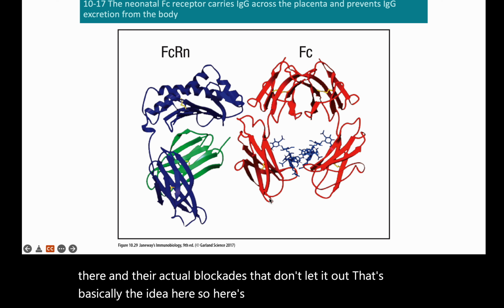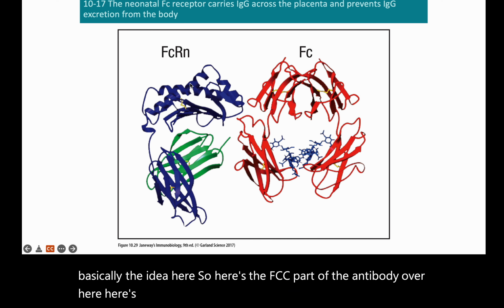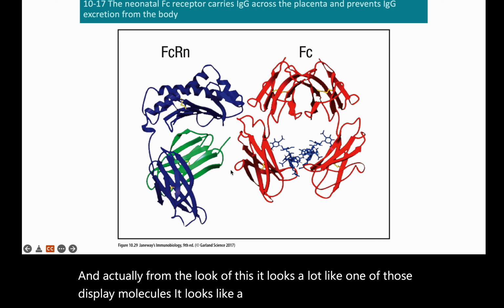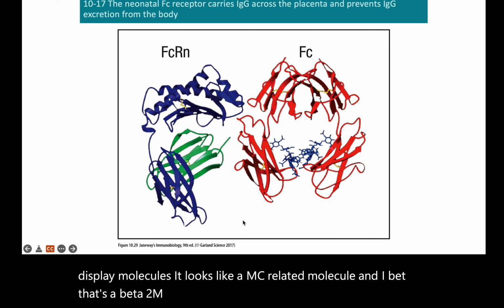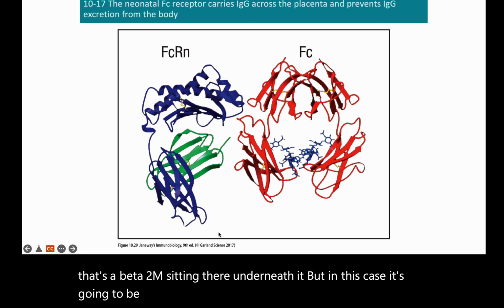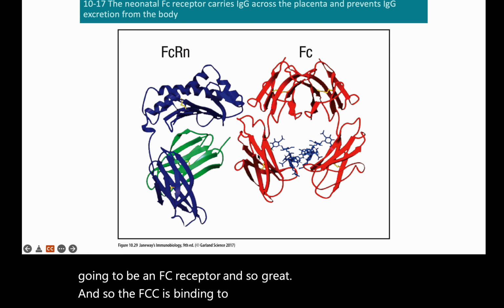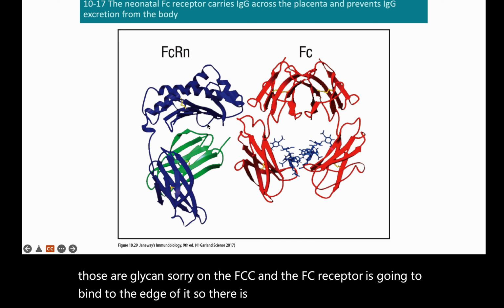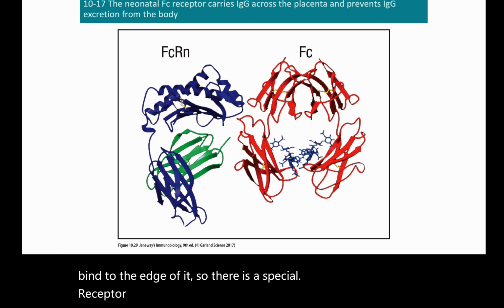So here's the Fc part of the antibody over here. Here's the Fc receptor here, and you see it's got a different shape. And actually, from the look of this, it looks a lot like one of those display molecules. It looks like a MHC-related molecule, and I bet that's a beta-2M sitting there underneath it. But in this case, it's going to be an Fc receptor, and so great. And so the Fc is binding to this little molecule down here for some... Oh, no, those are glycans, sorry, on the Fc. And the Fc receptor is going to bind to the edge of it. So there is a special receptor for Fcs of IgG in the placenta.